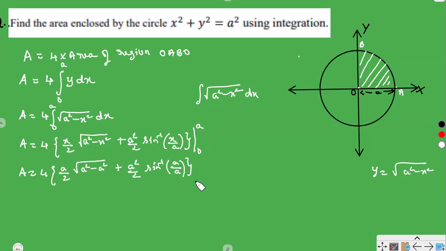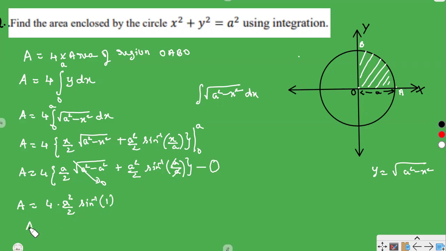Now when I apply the lower limit, every term will go to 0. I have to write minus. Then wherever there is x, I have to apply 0. So when x equals 0, it will be 0. Automatically we write 0; I don't mention 0 everywhere. So A equals, this first term a square minus a square goes to 0, the a gets cancelled, 4 times a square by 2 sine inverse 1.